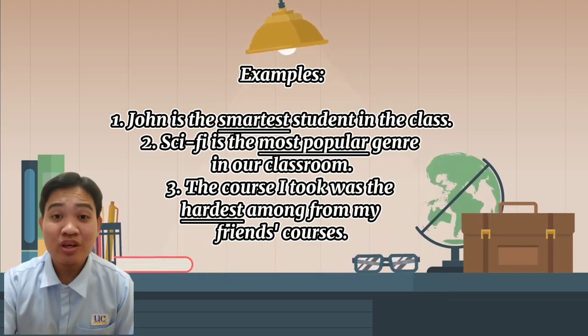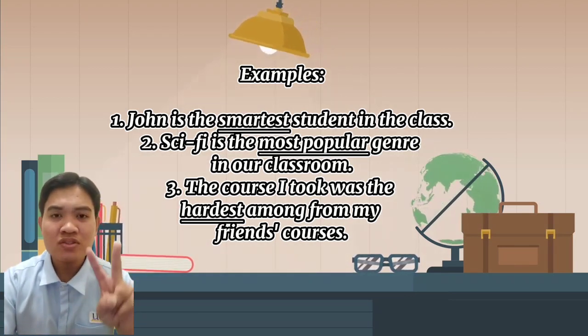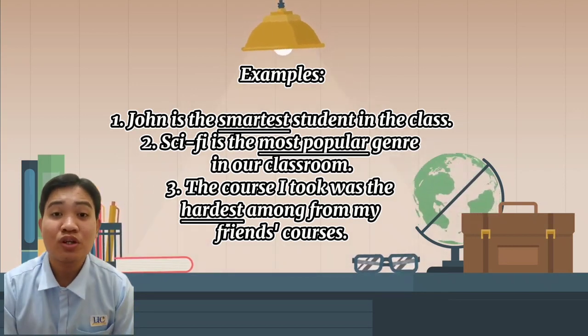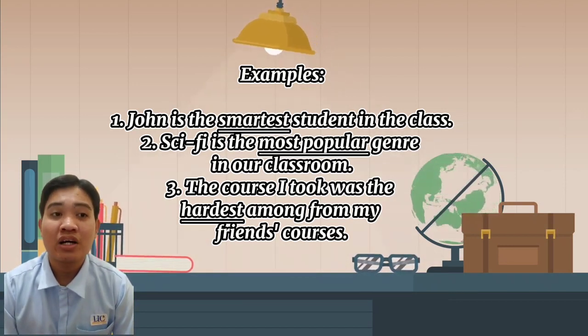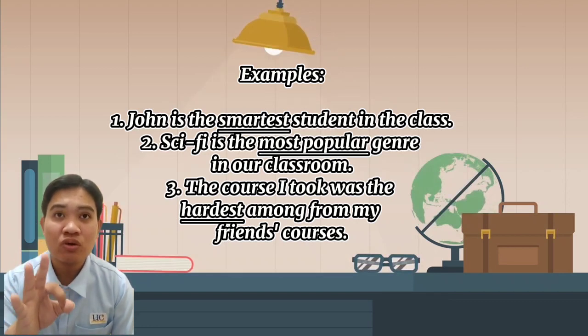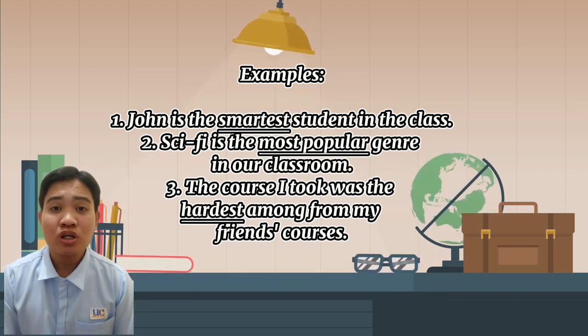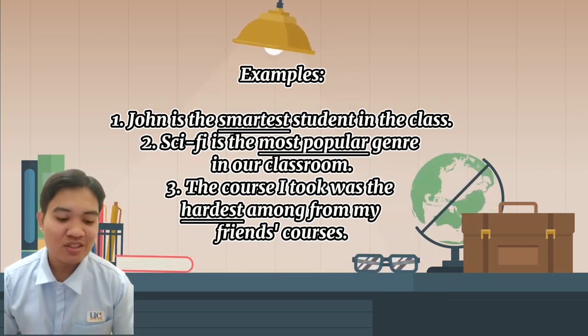So it is the same as with the comparative form. Once the adjective is only two syllables, we only change the word of the adjective itself, and we add est. And once it reaches three or more syllables, that's the time that we add the word most. So that is the superlative form of adjectives.